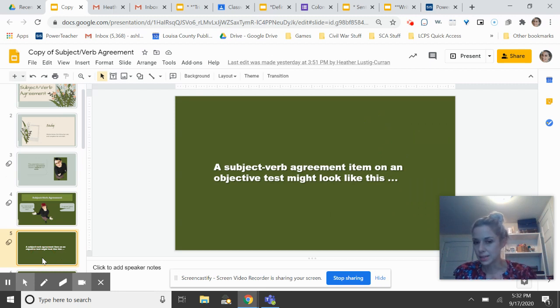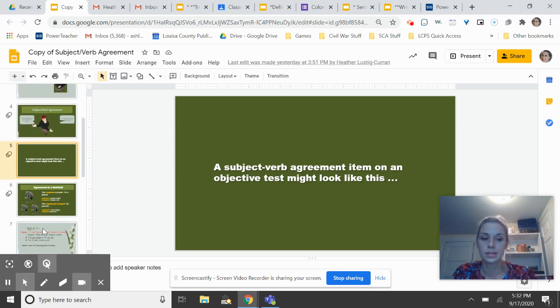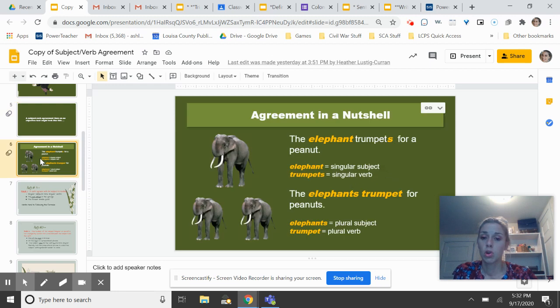So what would that look like exactly on a quiz? A subject-verb agreement item on an objective test might look like this. Agreements in a nutshell. The elephant trumpets for a peanut. Elephant, how many elephants are there? Just one, right? So that is a singular subject. Trumpets is a singular verb.